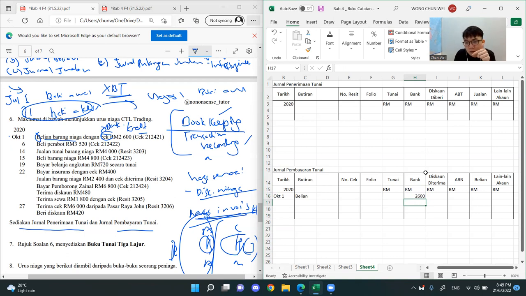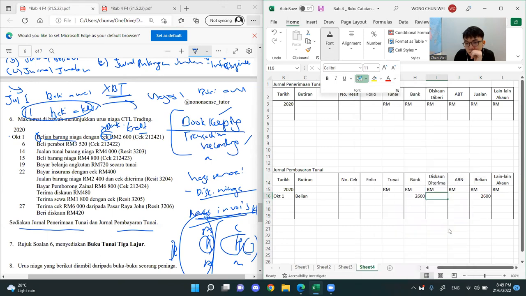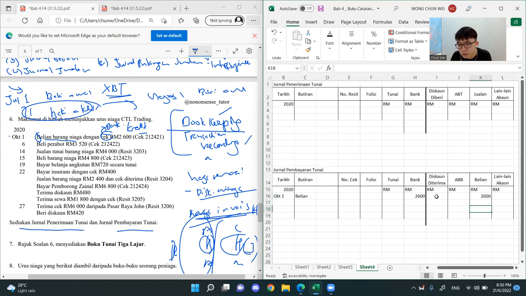Okay, after the bank, then there is this part, right? This part you have to ask yourself, this 2,600 is for what? It's for belian, right? So under belian here you put 2,600. Boom, boom. You see or not? So you see that here is actually equals to here. Maybe I'll give a different line so that you can see the difference. Here will be a little bit darker. Here must equal to here.